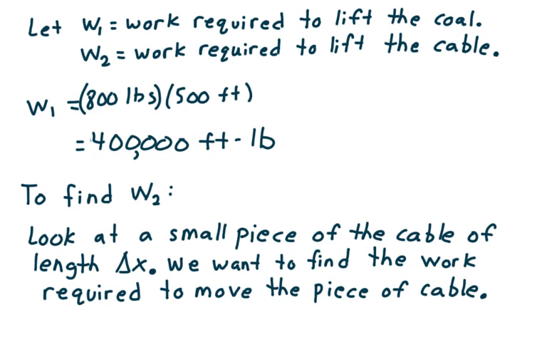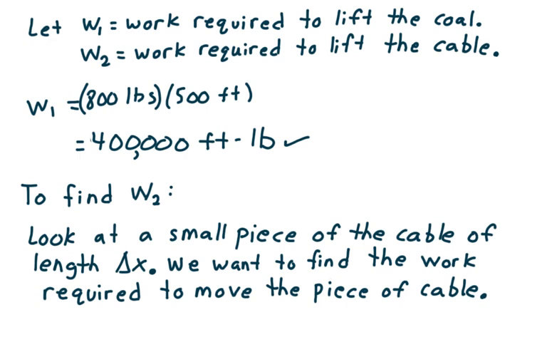So let's take care of the coal. W1 is going to equal 800 pounds, remember pounds is a unit of force, times 500 feet, because it's 500 feet deep. And when we multiply those two numbers together, we get 400,000 foot-pounds. And that's the work required to lift the coal.